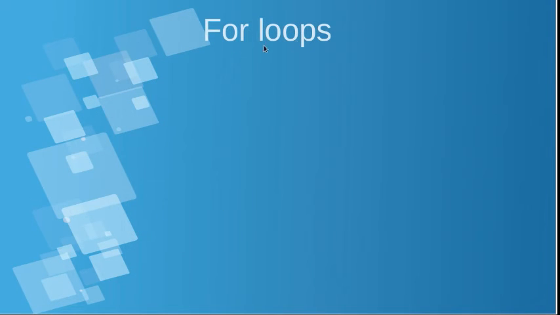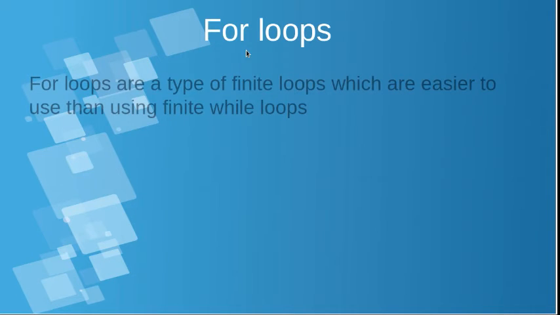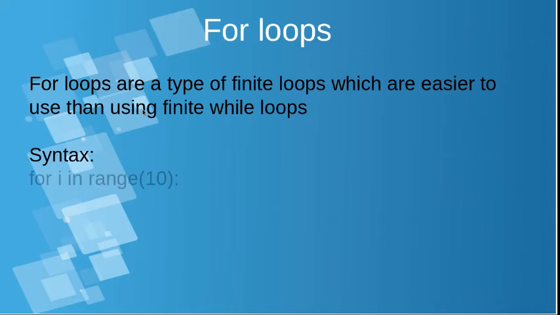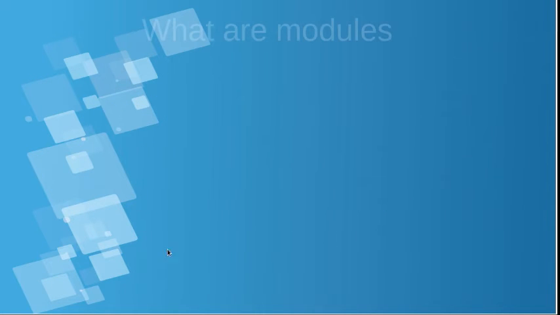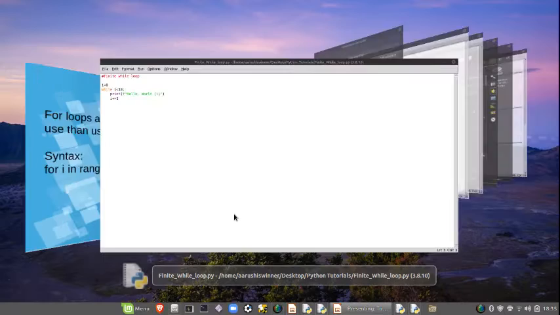So now, what are for loops? For loops are a type of finite loops which are easier to use than using finite while loops. So why? Because you don't have to declare any variable for i, and you can just type for i in range 10, or whatever number you want, and then type print hello world. So now let's test this out.